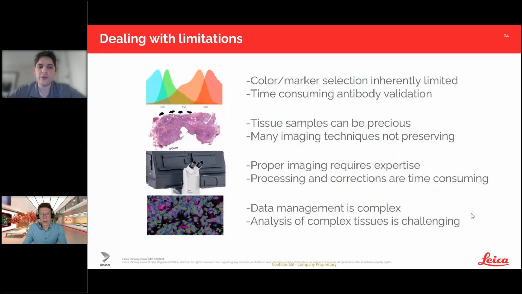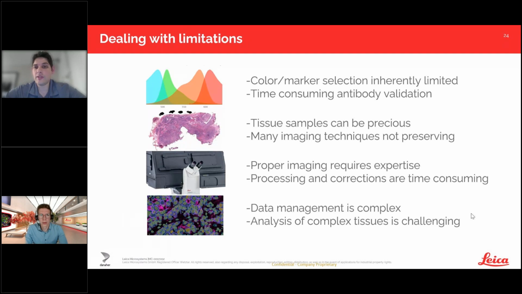And here are just a few examples of things that kind of get in the way of collecting all that information. With traditional microscopy approaches, the color and marker selection can be inherently limited. If you're doing staining with antibodies, validating those antibodies can take a really long time, and sourcing them can be difficult and expensive. When working with tissue samples, such as cancer sections, those samples can be really precious, and a lot of imaging techniques are not preserving. So you can image those, and then you may have to throw them away.